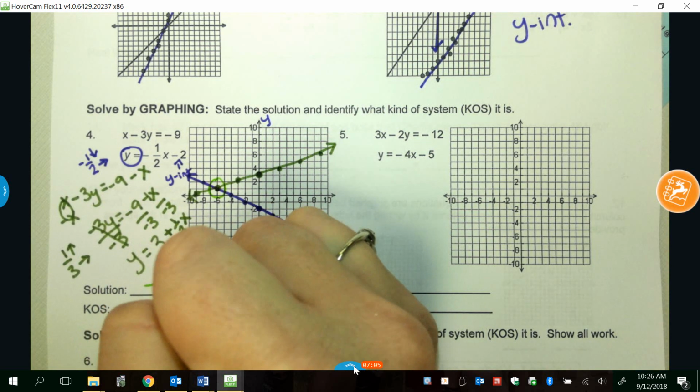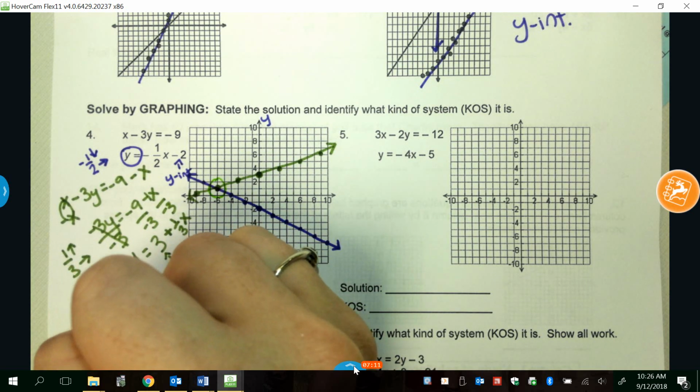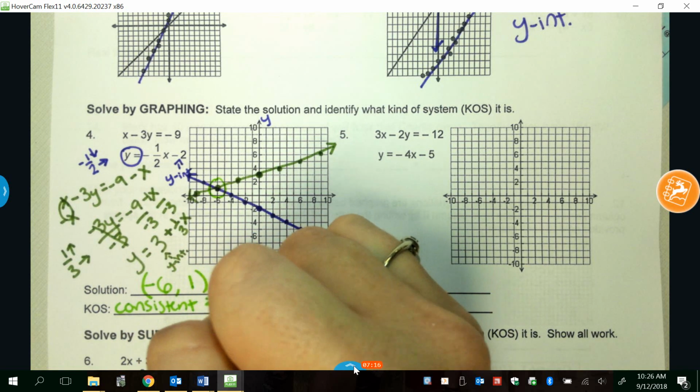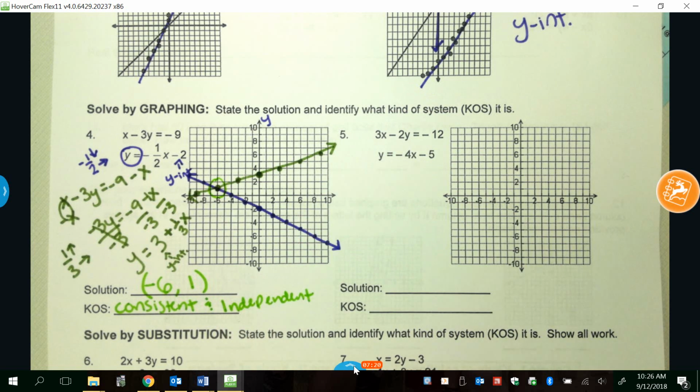-6, +1. Now, since I have one solution and it stands alone, it is consistent and independent because I have one solution, okay?